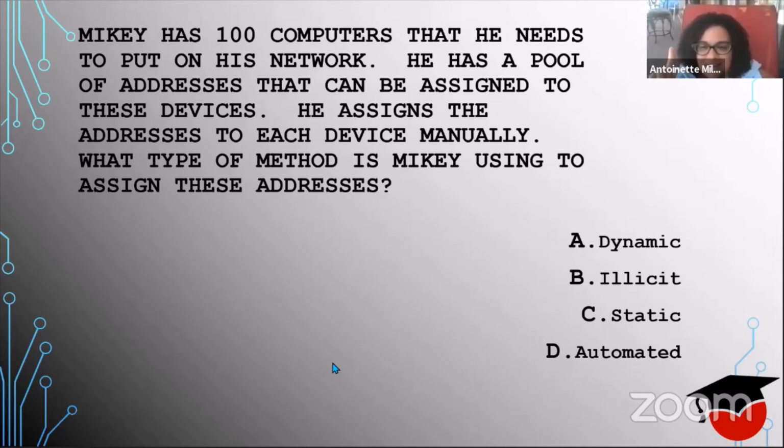Mikey is assigning them. Where's my star? Boom. Static is correct. I see a couple of y'all throwing that in there. So static is the right answer. Mikey is assigning them statically, which means he is manually putting those IP addresses and assigning them into each device. All right, let's head to the next one.